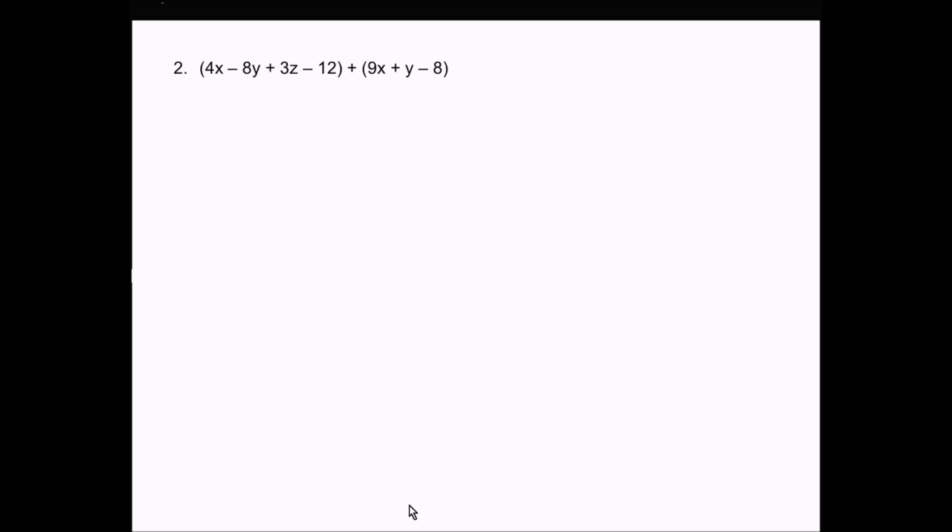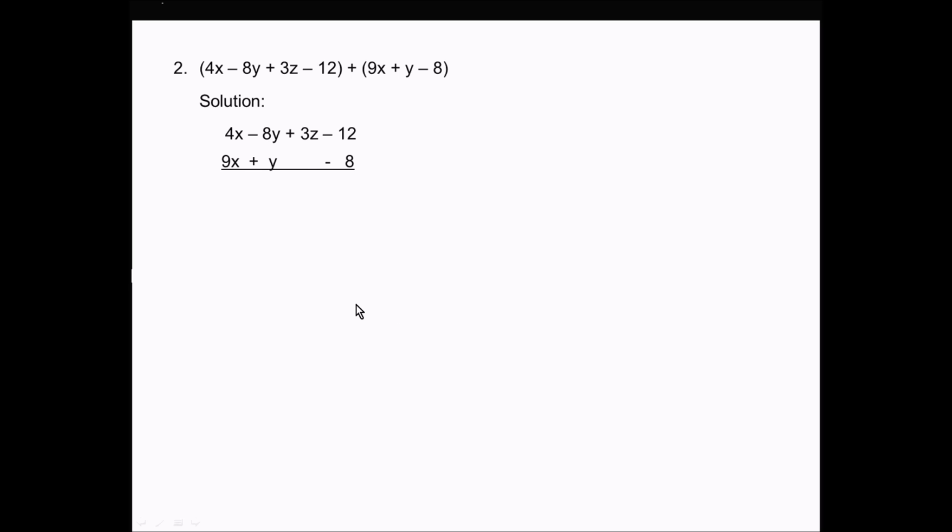Number 2, we've got 4x minus 8y plus 3z minus 12 plus 9x plus y minus 8. Notice this guy doesn't have a z term, so when I line up my terms, I'm going to leave a space where the z term would go. So here's my space. Now, if you want to put 0z, that's fine, but I don't put 0z because it looks like the word Oz.